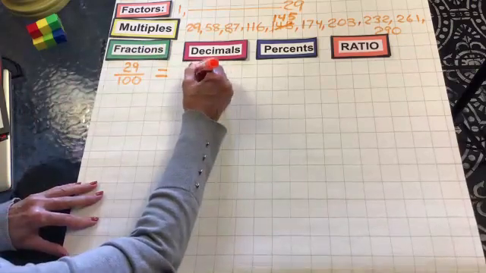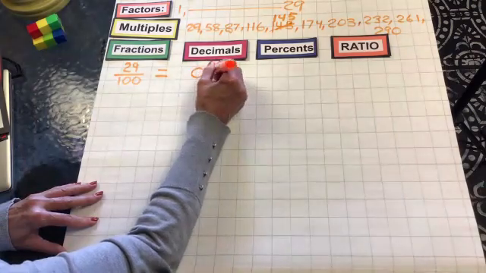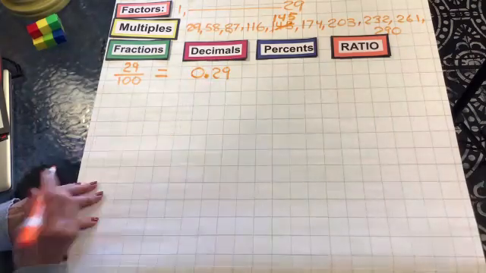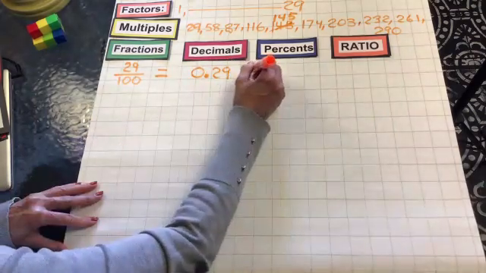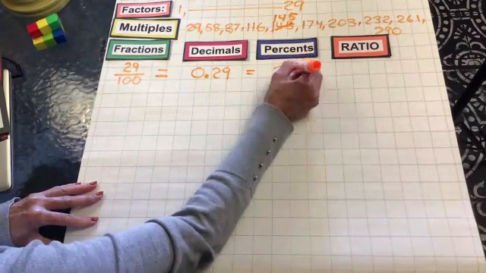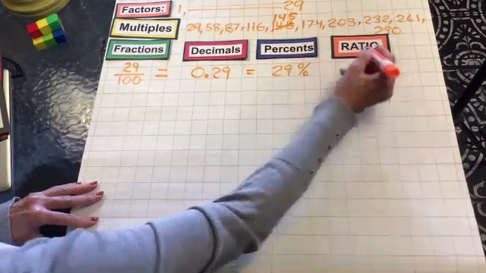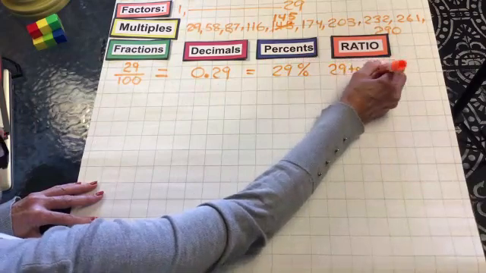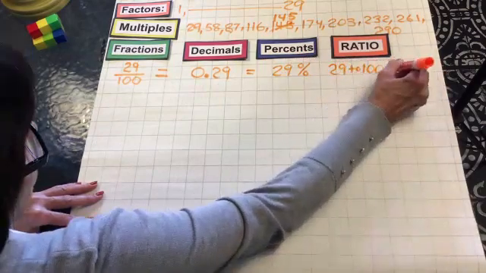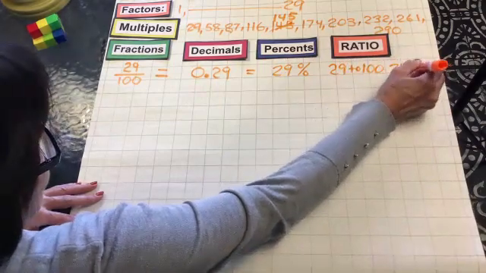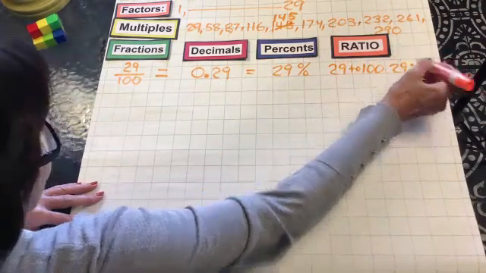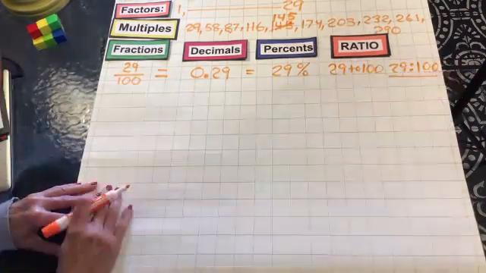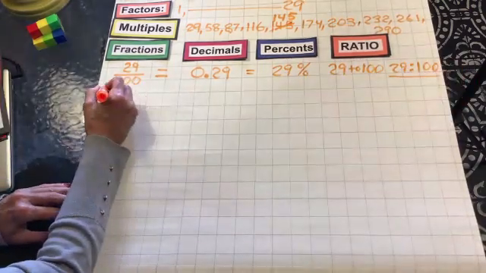So our decimal would be 0 and 29 hundredths. Our percent would be 29%. Our ratios would be 29 to 100 or 29 to 100 with a colon. It's separate. All right, let's write it out in words.